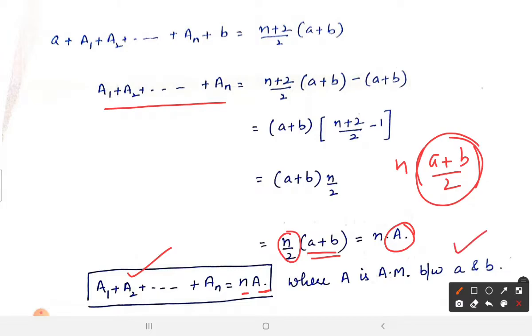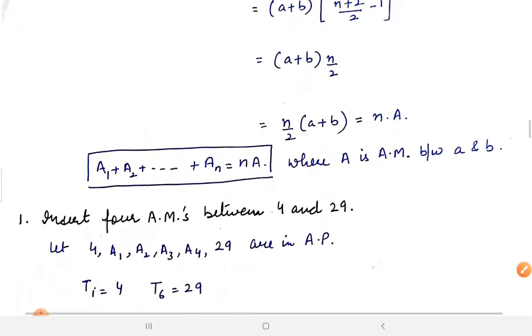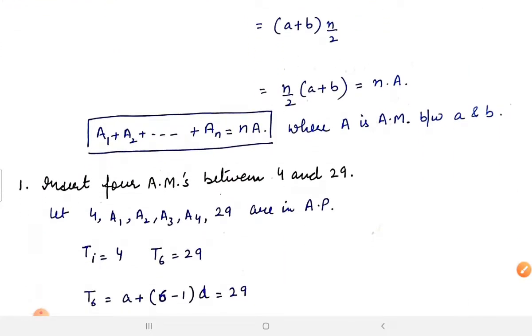A1 plus A2 plus up to An, n arithmetic means का जो sum है वो किसके equal है? n times the arithmetic mean between the two numbers. कौन से number, जिनके बीच में हमने इन arithmetic means को insert किया था. Clear?